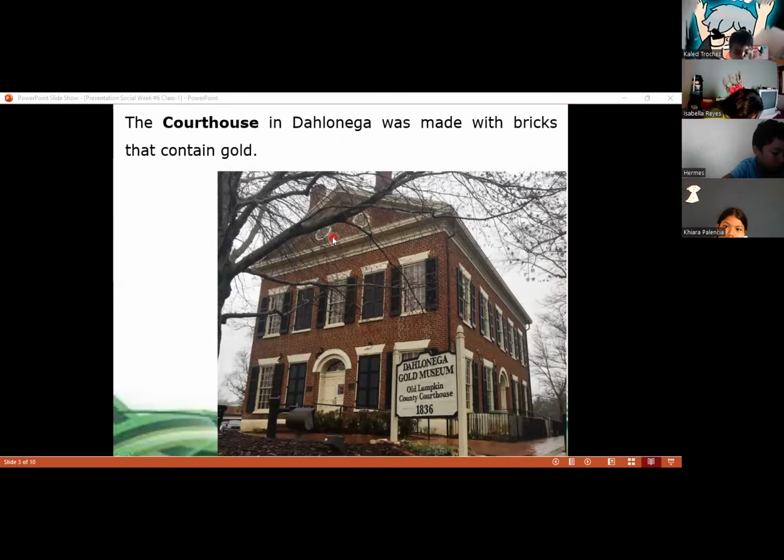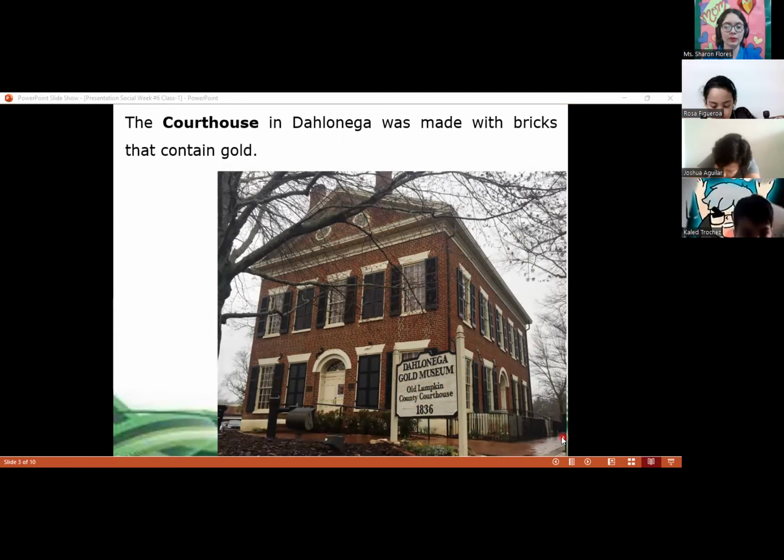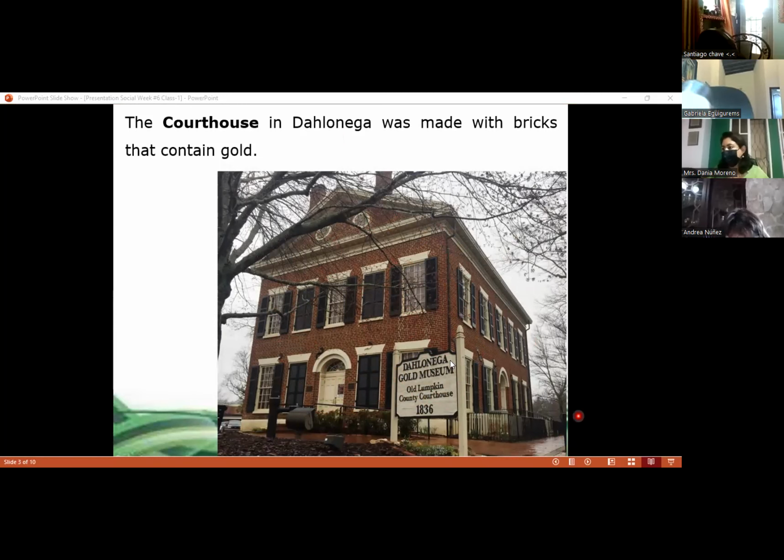It says the courthouse in Dahlonega was made with bricks that contain gold. Look at this. This is a museum, the Dahlonega Gold Museum. It's a courthouse, class. Look here, the brick contains gold. Imagine being in the place and seeing the walls and bricks made of gold. That's why it's called the Dahlonega Gold Museum, because it contains gold, and people can go and explore and see part of the history, some pictures from those times, and even some pieces of gold that they were collecting, as we can see in all the museums.